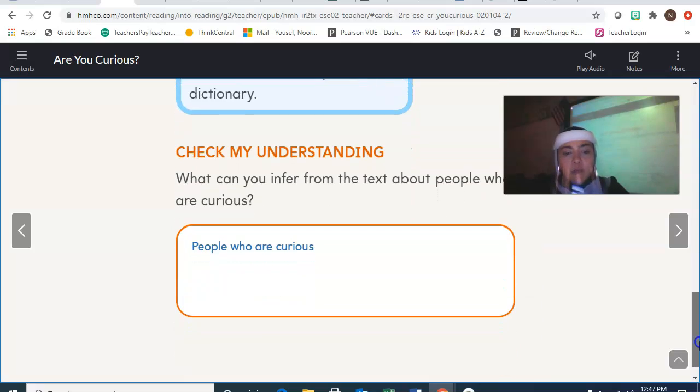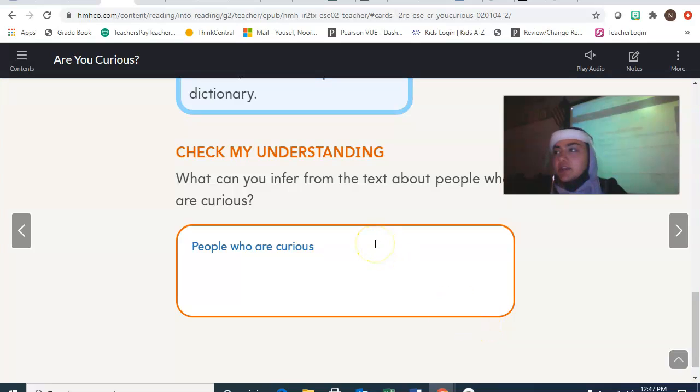Okay, so what did they build after watching the bird and how the bird flies? What did they learn? How to build a what? Plane. Good, how to build an airplane. People that were curious watched how birds fly and they got ideas from the birds and they created or made an airplane after that. Very good.